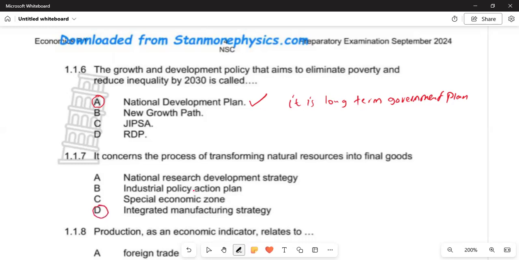Integrated manufacturing strategy, because it focuses on industrialization and value addition. That is whereby they are going to turn raw materials into products that can be sold domestically or internationally. So we go for this integrated manufacturing strategy because it focuses on industrialization.